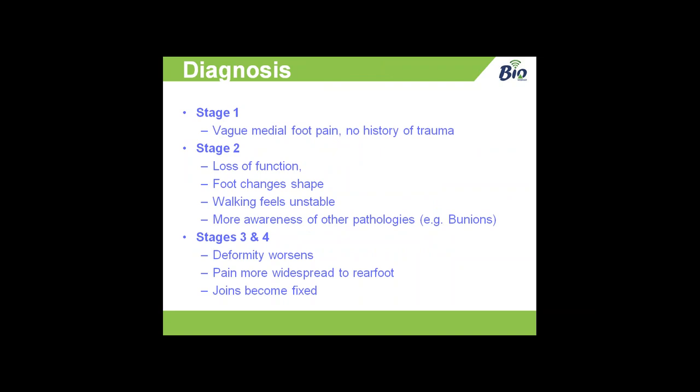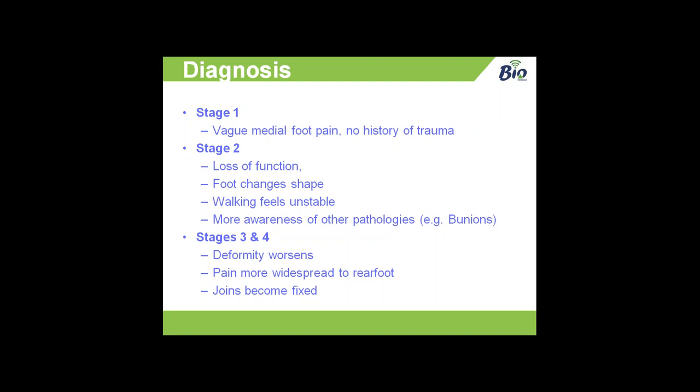And then as the condition progresses to a stage two, patients have more complaints about loss of function and they might start to notice a change in the shape of the foot. So they'll either say something about one side worsening, or if they've already got bilateral flat feet or excessively pronating feet, they might notice that one foot is becoming flatter than the other one. The patient may also feel a little bit unstable, start to limp a bit, their walking distance will become less, and they'll find walking on hard or uneven surfaces more difficult.